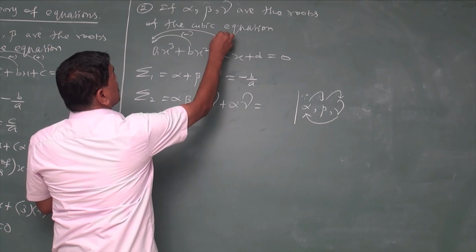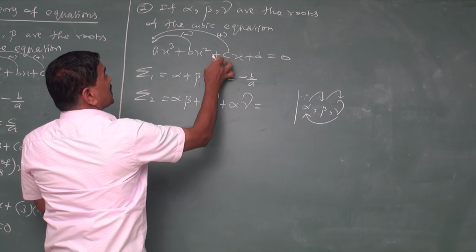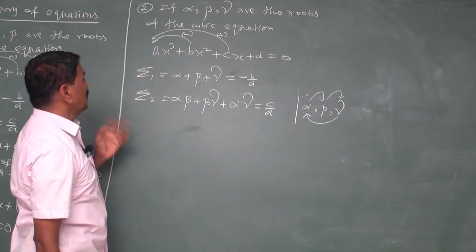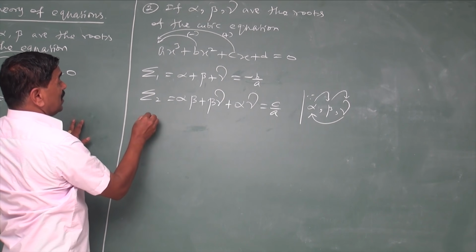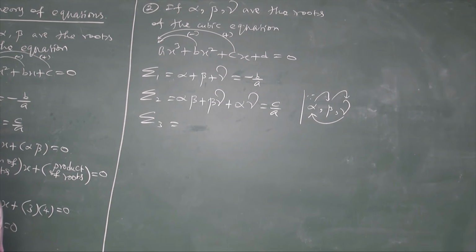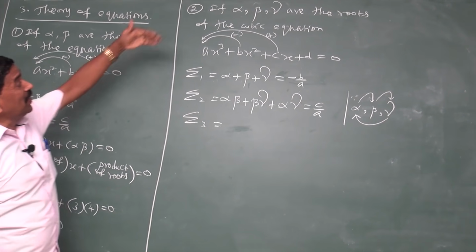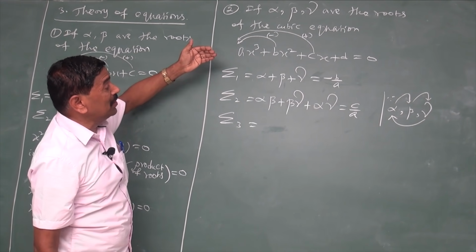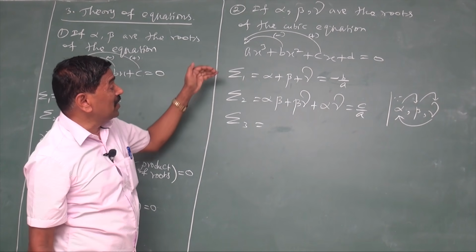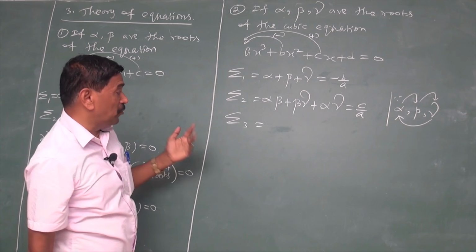Here minus, next plus. Here plus into plus is plus, so plus C by A is the answer. Next, there are 3 roots. So up to sigma 3: here there are 2 roots, so up to sigma 1, sigma 2. Here there are 3 roots, so sigma 1, sigma 2, sigma 3. Suppose if there are 4 roots, we consider sigma 1, sigma 2, sigma 3, sigma 4, likewise.